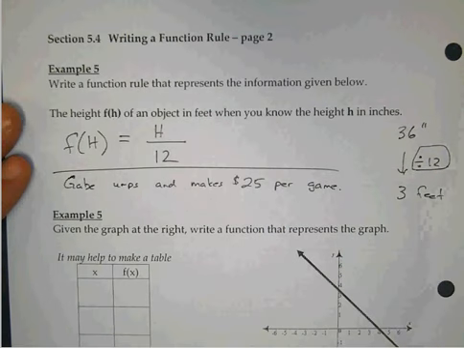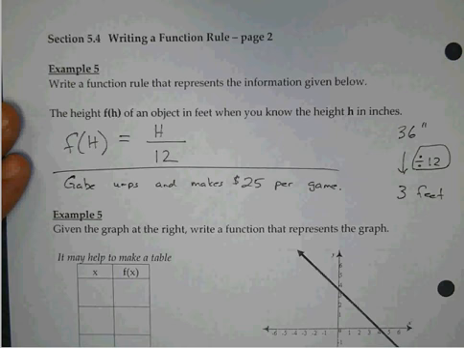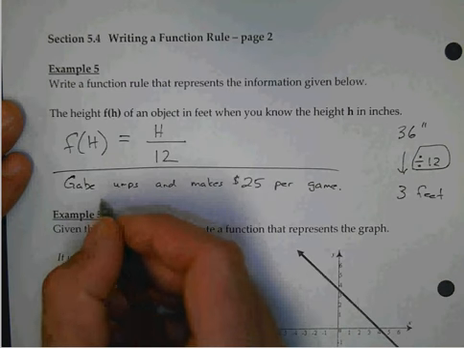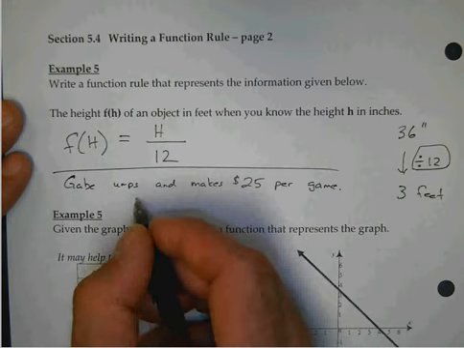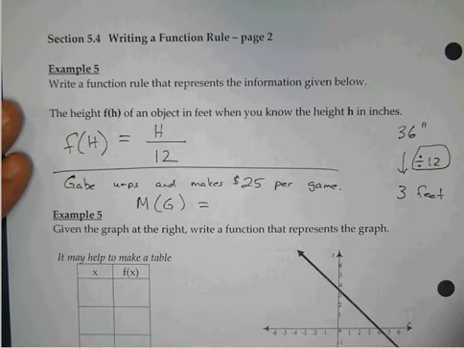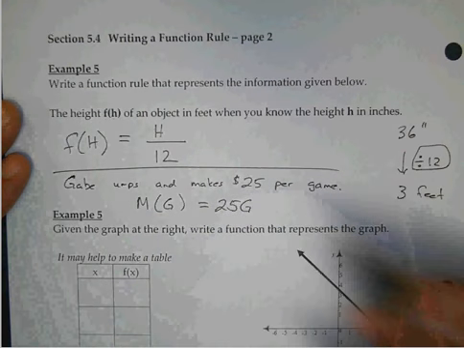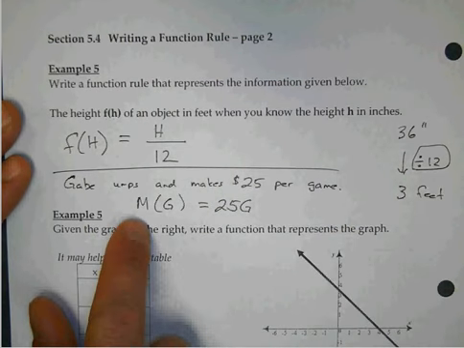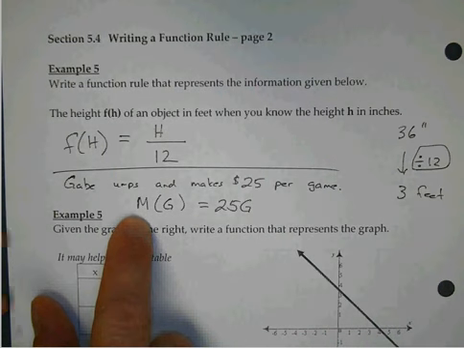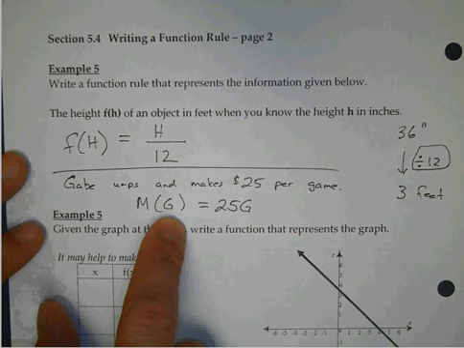What would you think would be my variable? He makes $25 per game. Probably G is your variable, okay? So your function looks like this. What he makes in terms of his games, how much per game did he say? 25 per game. The M stands for how much he what? Makes. Why do I put a G in here? Yeah, because it's depending on how many games he worked.